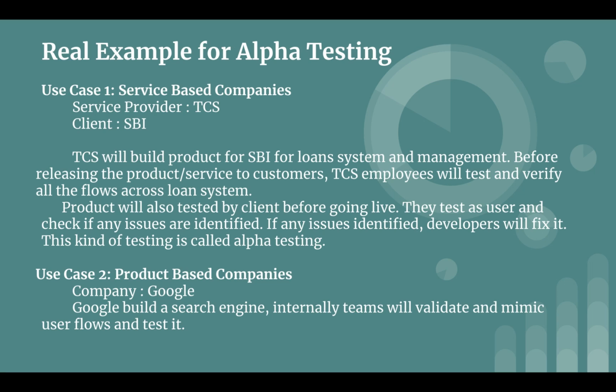Now what do they do? Before releasing this product, TCS employees, who can be developers, QA engineers, or product managers, will test and verify all the user scenarios and make sure they are working as expected. Once this is internally tested by TCS employees, the same product will also be tested by the client. This kind of testing is called alpha testing, and it happens in an on-site environment, that is a testing environment, not the production environment. Once alpha testing is completed, then comes beta testing.